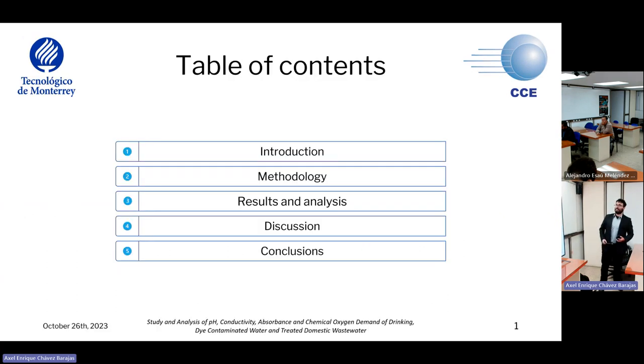This will be the table of contents that we are going to use during this presentation. And please, I will enlarge it just a little bit, just for the audience to be able to read it and see this content.